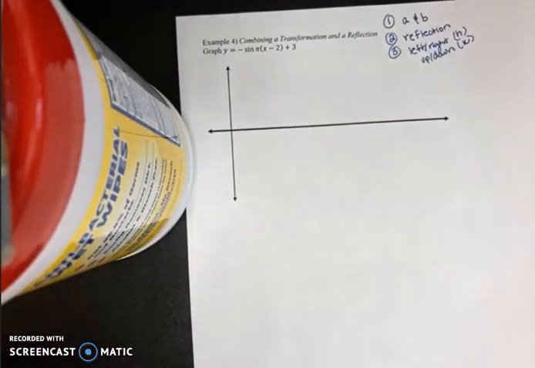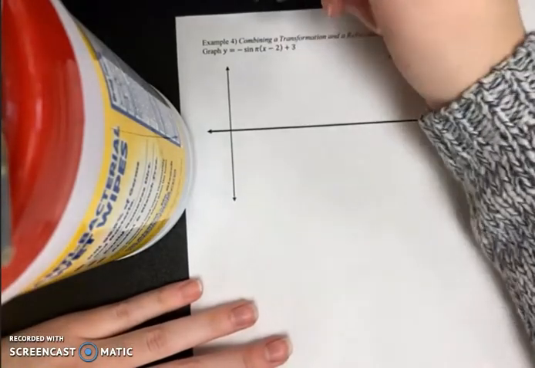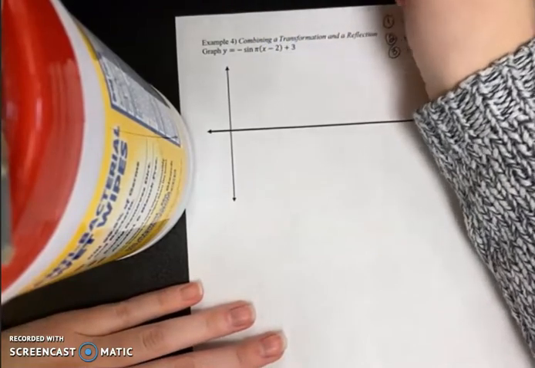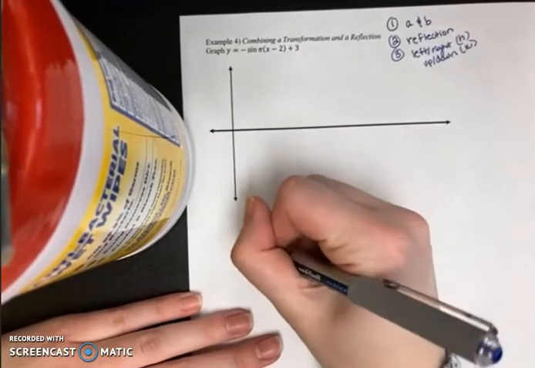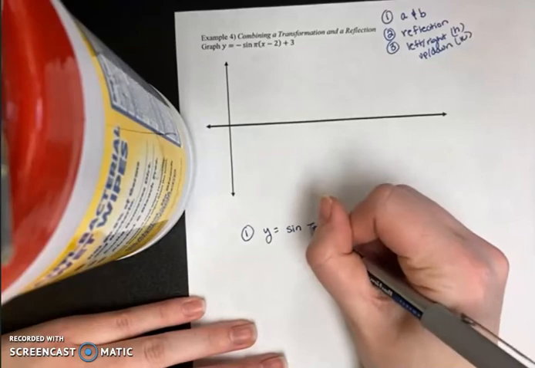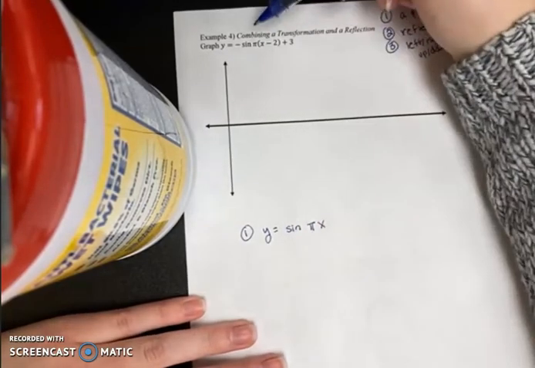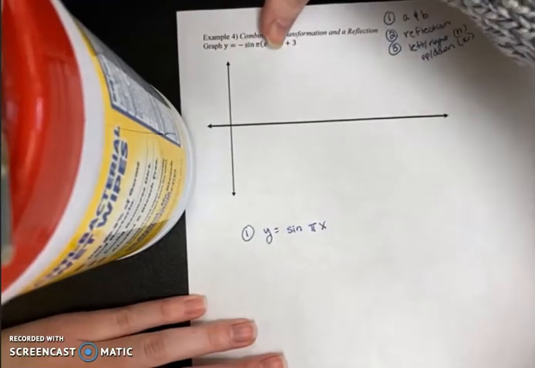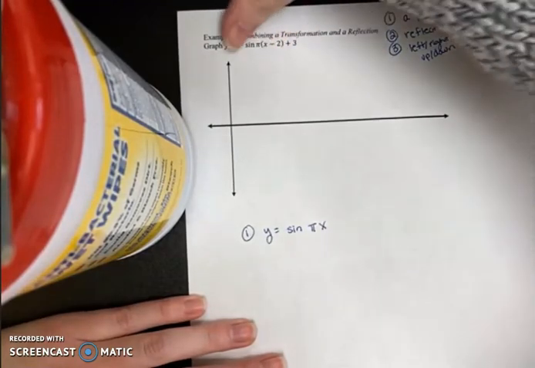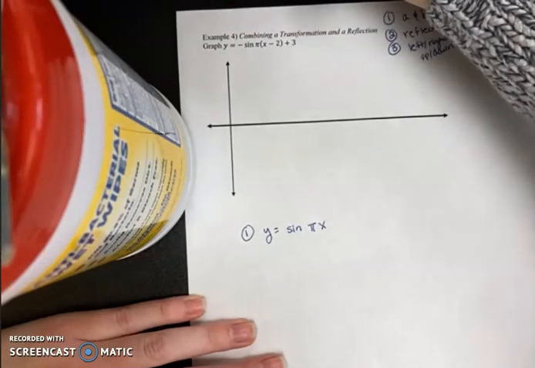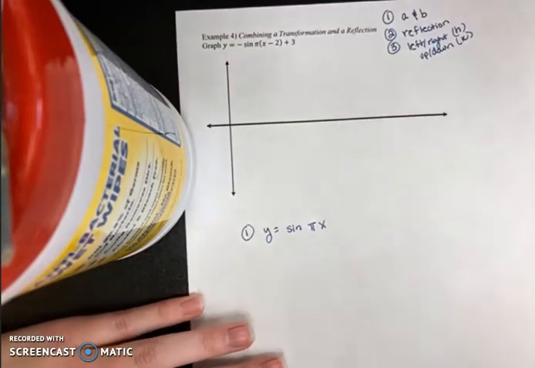For example, if I take a look at y equals negative sine pi of x minus 2 plus 3, the first thing that I'm going to do is graph y equals sine of pi x. So it's basically the exact same thing, but I'm removing the reflection, the h value, the k value. I'm saving those for later. So I'm just looking at a, which is 1, disregarding the negative, and b, which is pi.